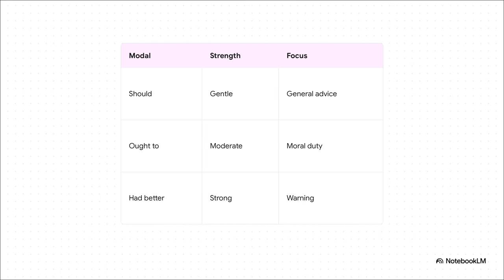So let's put on our helpful friend and rule maker hats for a minute, exploring how we tell people what's good for them versus what is absolutely required of them. Channeling the helpful friend first, notice how advice actually scales in strength. We start with the gentle should for a helpful opinion. Then we step up to ought to, which carries a little more moral weight or expectation. But when you drop the semi-modal had better, well, you are issuing a very strong warning. It forcefully implies that there are going to be direct negative consequences if your advice is ignored.